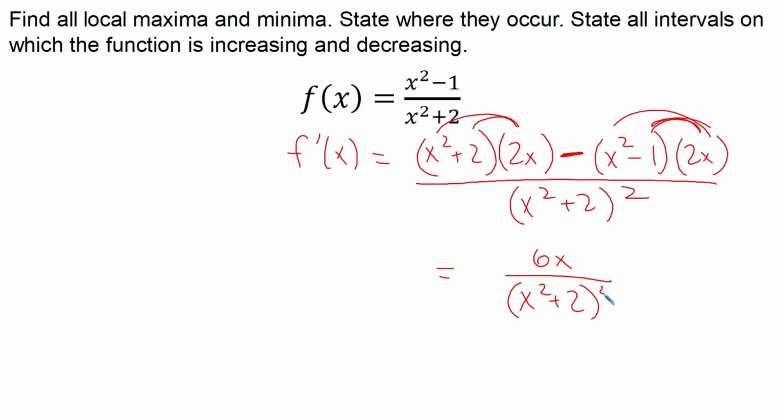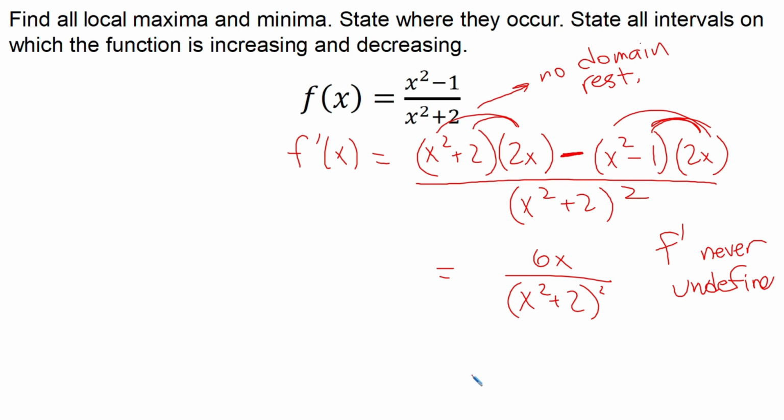And I think we can recognize that that's never going to be undefined. There's no domain restrictions here on x squared plus 2, because x squared plus 2 is never going to equal 0, because that'd be x squared equals negative 2, and that yields imaginary results. So we could see f prime is never undefined either, because we have that same situation there. And so f prime equals 0 if 6x equals 0, which just means x is 0.